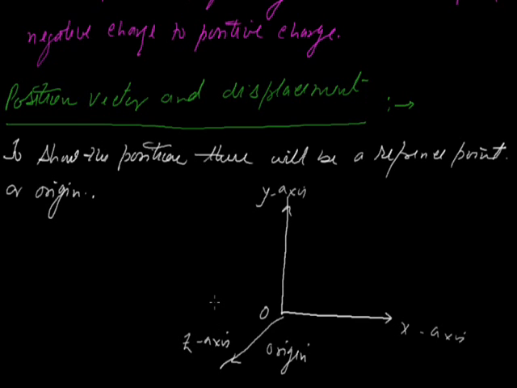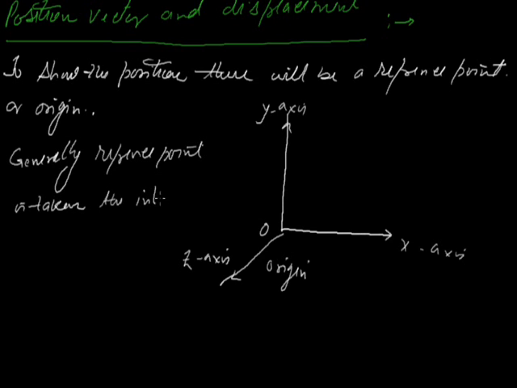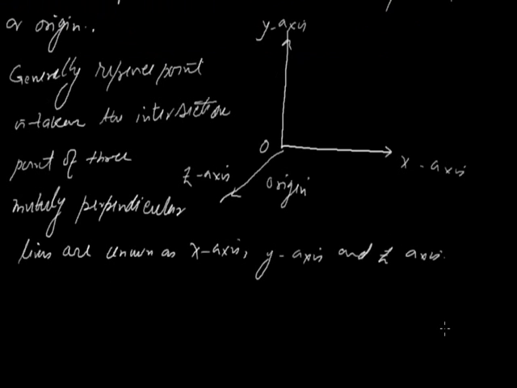The position of any object which is moving or which is at rest, we will define with respect to that origin O. Generally, the reference point is taken as the intersection point of three mutually perpendicular lines, known as the x-axis, y-axis and z-axis. This intersection point is also known as origin.